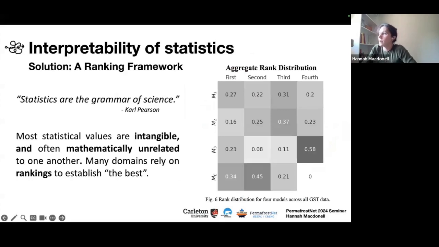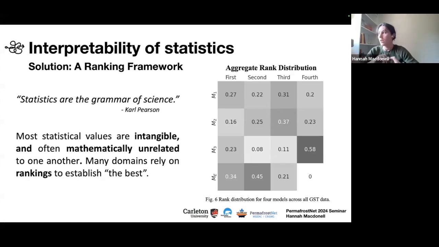The second issue that we looked at was the fact that statistical values are intangible in reality. You can't hold a Pearson's coefficient in your hand. It doesn't exist. It lacks units and dimensions. Often a lot of these statistical values are mathematically unrelated. And so to improve our understanding of relative performance between models that are being evaluated, the framework did focus on ranking. So how do we break down these numerical values into just ranks? And so on the right, we see this distribution of ranks.